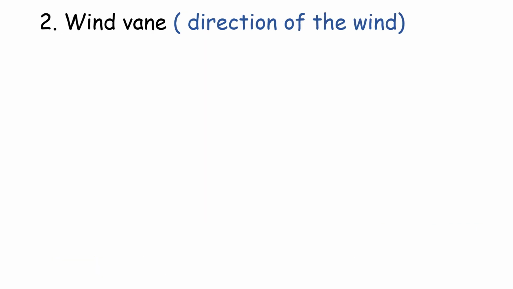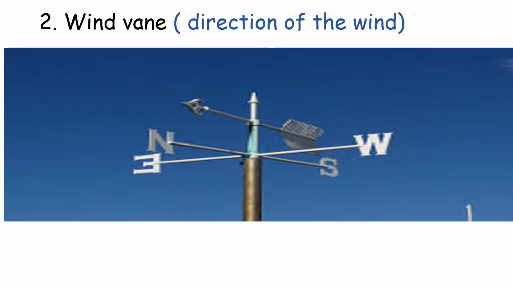Now let's go to the second tool, the wind vane. Between two brackets, direction of the wind. Now I will tell you why we wrote the direction of the wind. This is the shape of this tool, wind vane. As you know, we have 4 directions: north, west, east, and south.